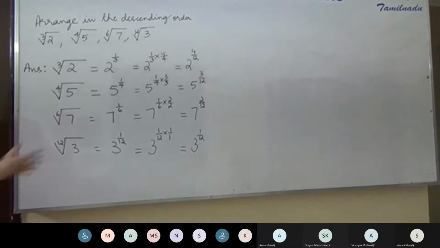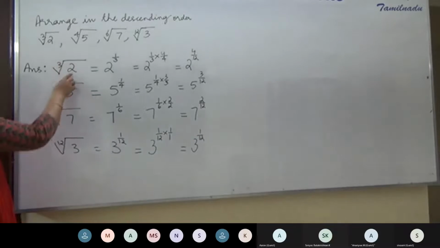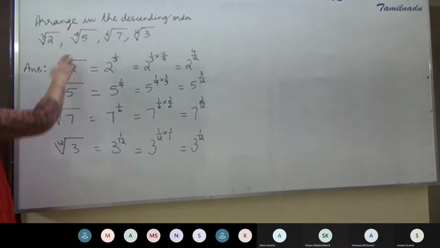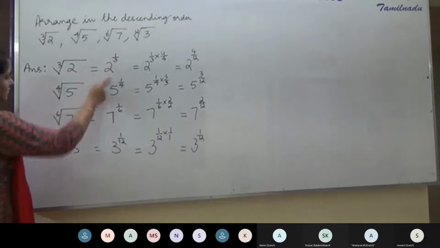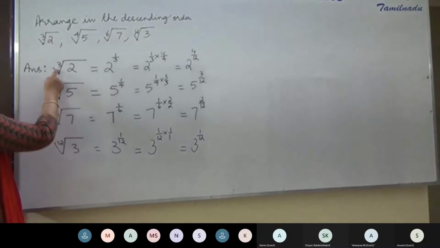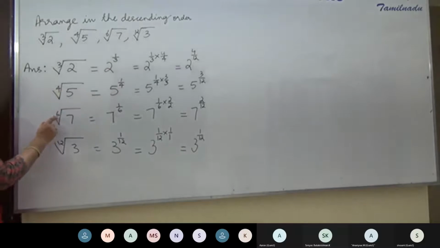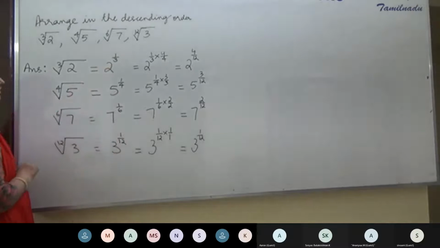So let's just go back and see what we have done. We are given 4 surds. 1, 2, 3, 4 surds. We write them in the exponential form. 2, 5, 7, 3 become the base. 3 here, 1 by 3 is the power. 4 here, 1 by 4 is the power. 6 here, 6 the root, 1 by 6 is the power. 12 here, 1 by 12 is the power. So this is how we write these surds in the exponential form.